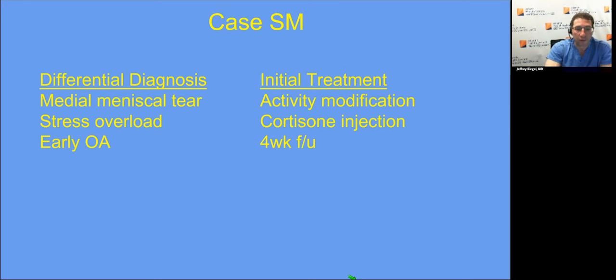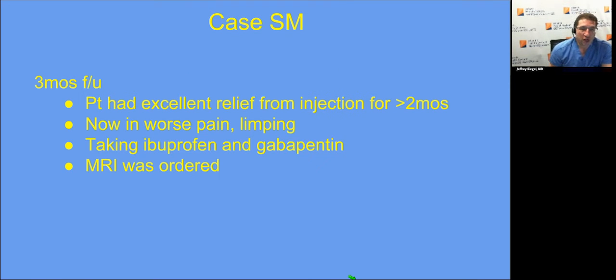So she was already on pretty good doses of NSAIDs and still not really feeling much better. So she was going to cut back on her walking program, maybe try cycling. And then we discussed a cortisone shot because she was uncomfortable, and we proceeded with an injection that day. She did pretty well from the injection for 2 months.